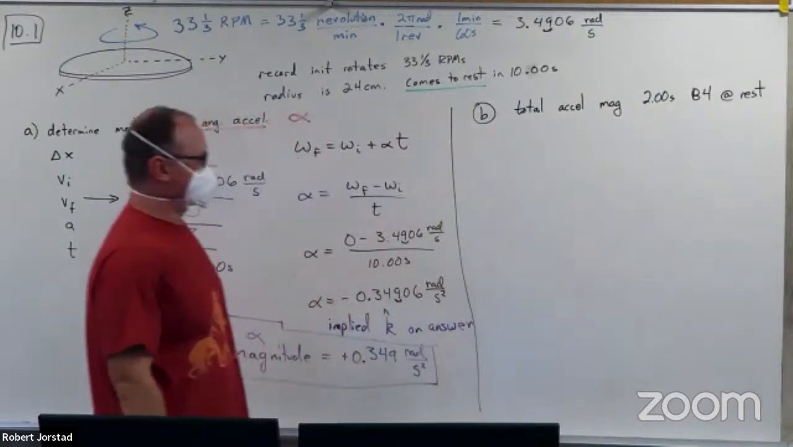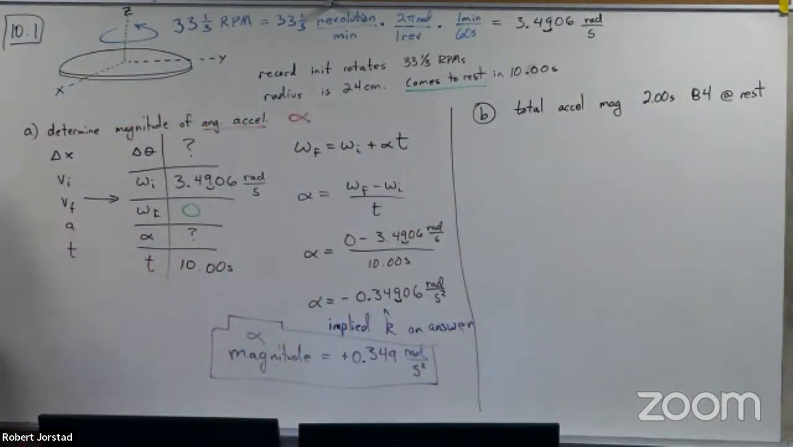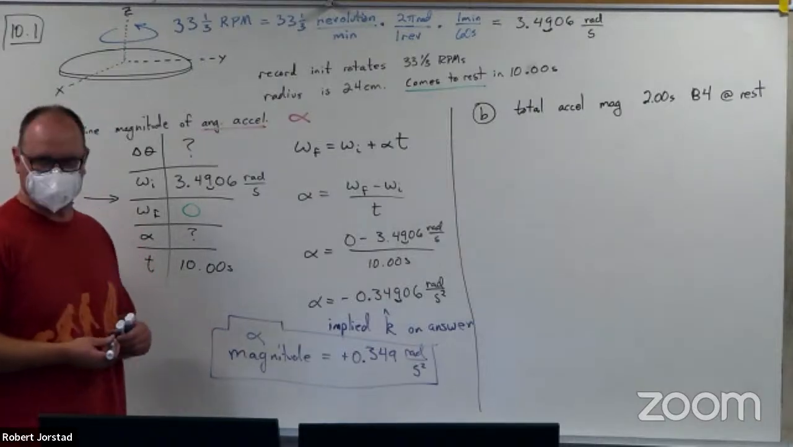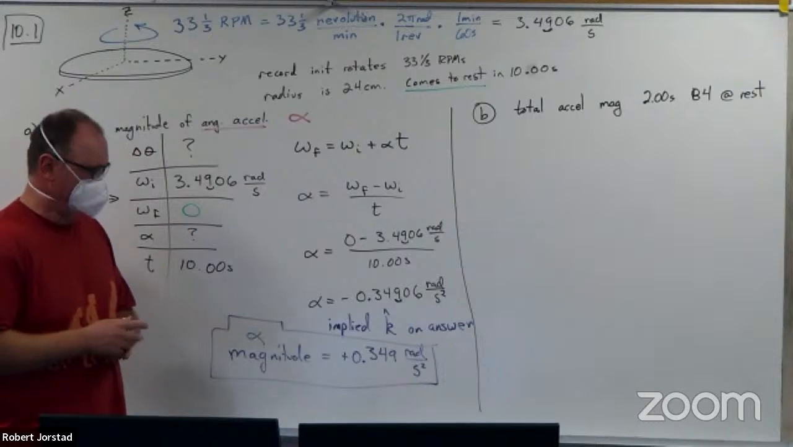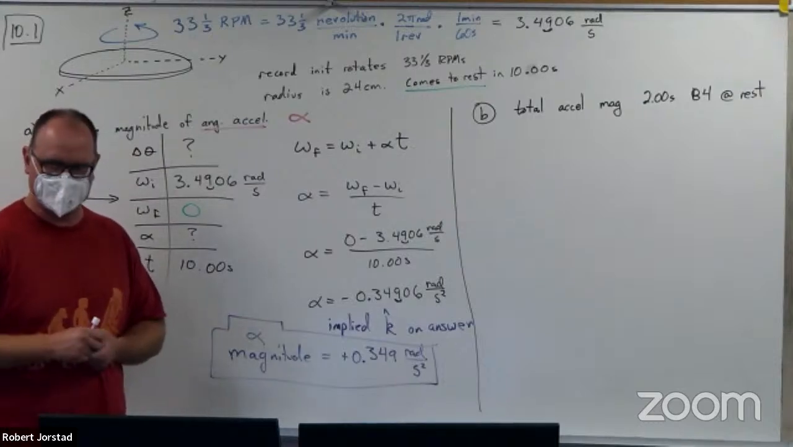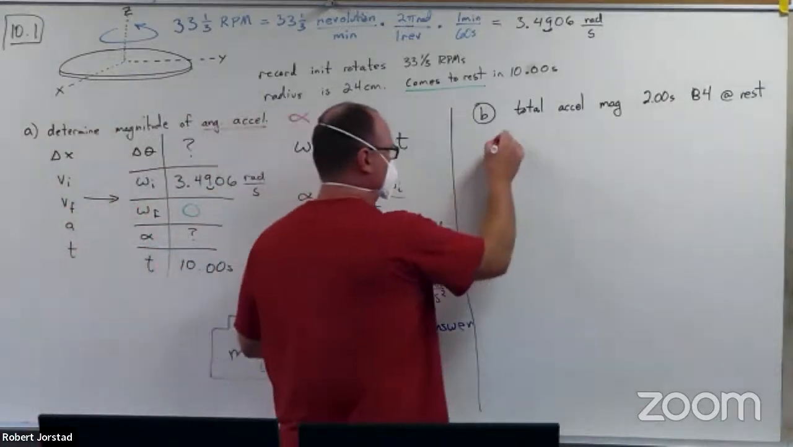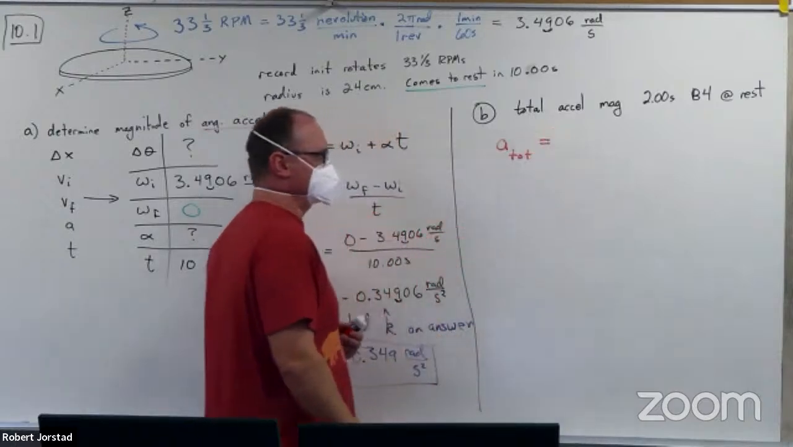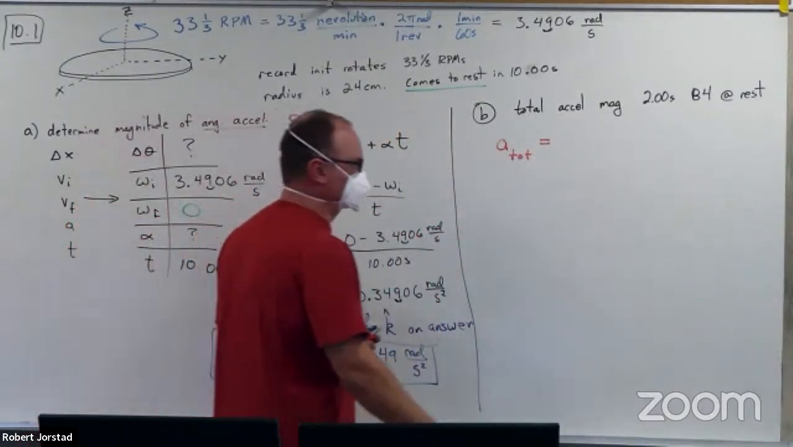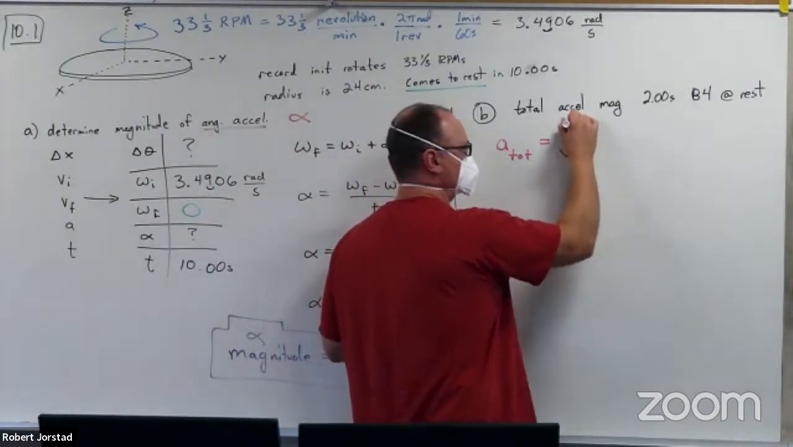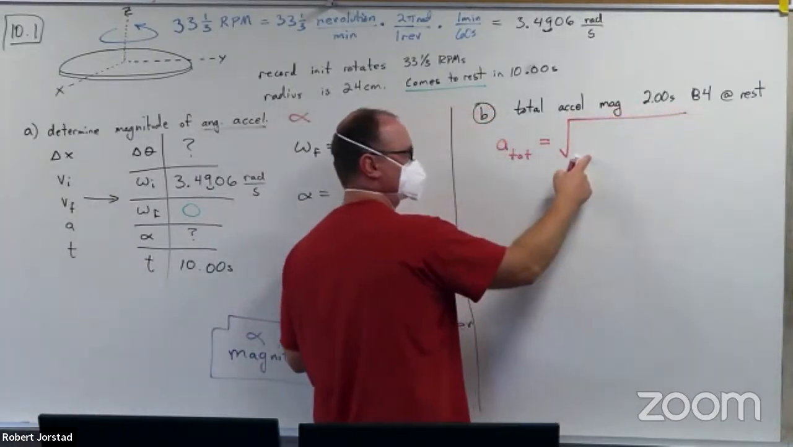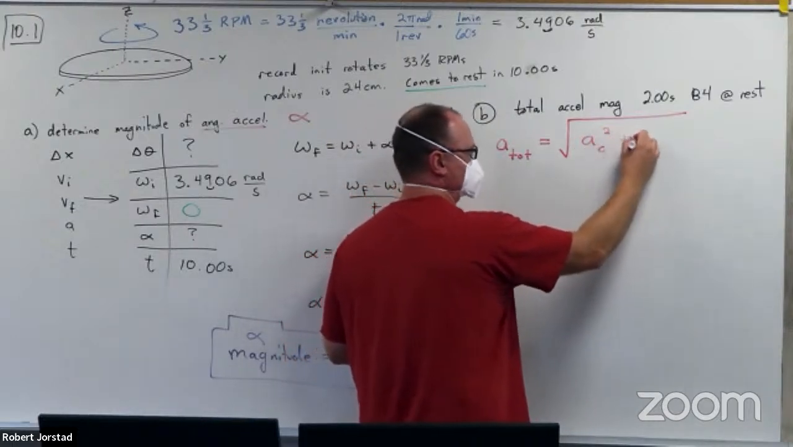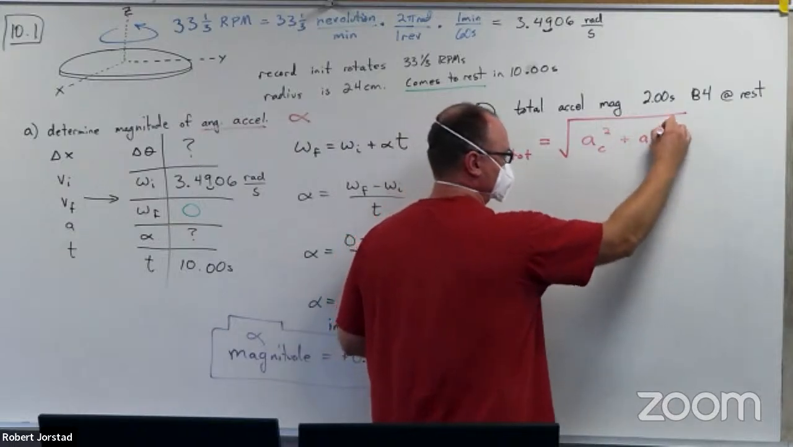The next part says I want the total acceleration magnitude 2 seconds before it gets to rest. What am I asking there with that goofy sentence? What are we looking for? A tot, or a total. What was the equation we had for that? Do you remember? A tan plus A C squared. Good. Doesn't matter which order you do it in.